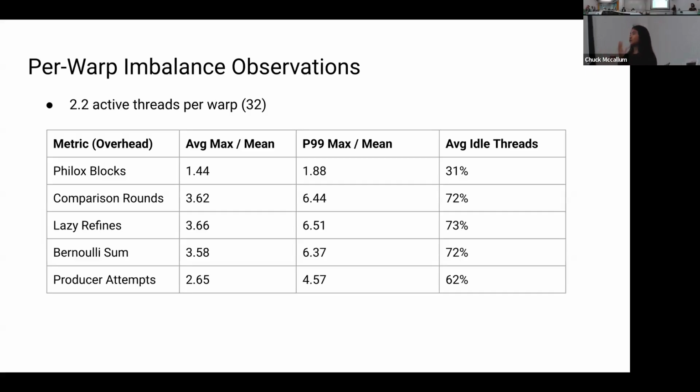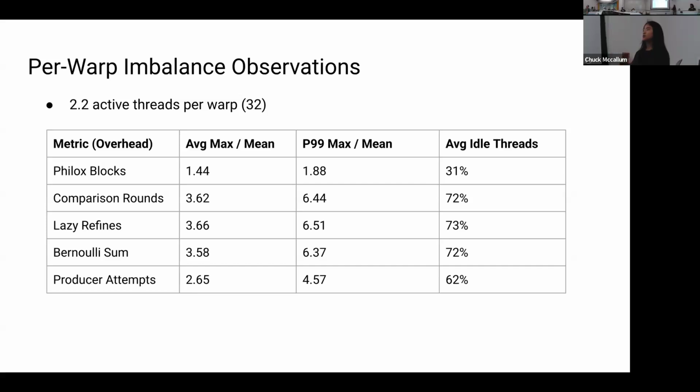And for these particular steps, which are part of the Carney sampling, the average amount of idle threads at a time was around 70%. So improvements should be targeted towards those steps specifically. In addition, the producer attempts were around 60%, which is not ideal. So from here, it would be best to focus on optimizing these particular areas within the algorithm.